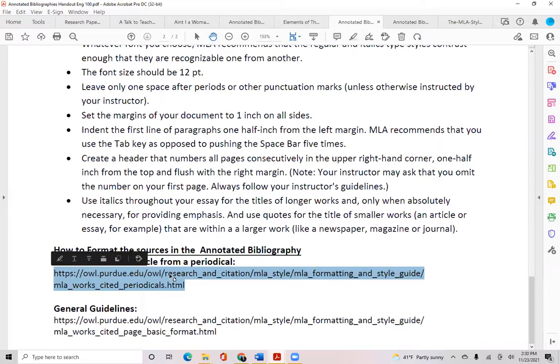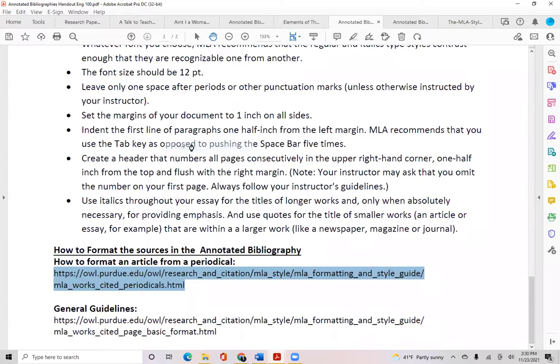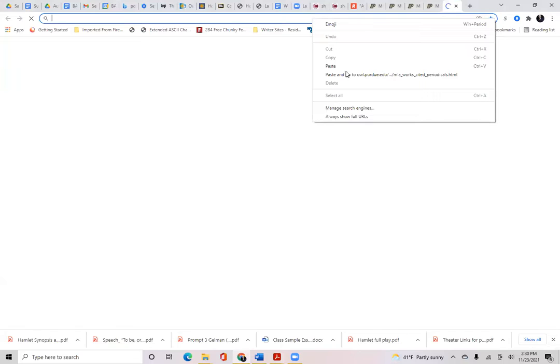So the kind of formatting that they will all have in the annotated bibliography will be similar. And I'm going to copy this and paste it. And so we can take a look at this here. I think I have it open, but.